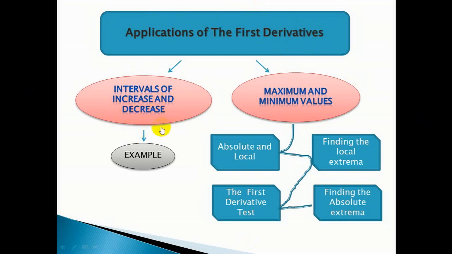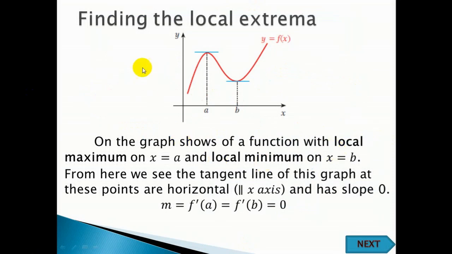Last meeting we already learned about intervals of increase and decrease, and absolute and local maximum and minimum values. But today we will learn about finding the local extrema. From here we have the graph. The local maximum is at A, because it's not the absolute maximum, and the local minimum is at B, because it's local, not absolute; the absolute minimum is elsewhere.